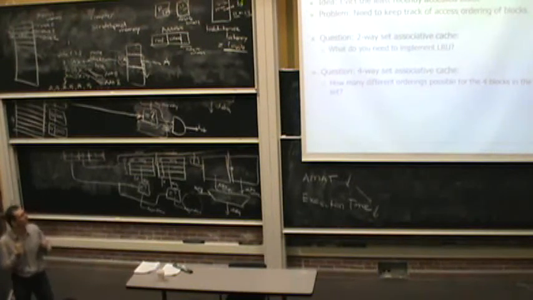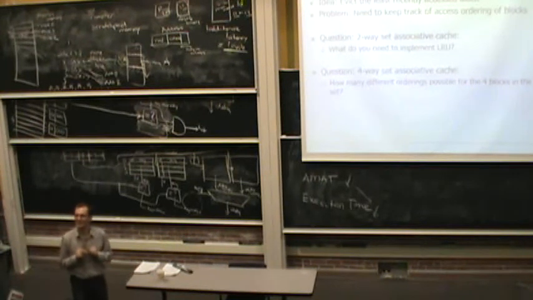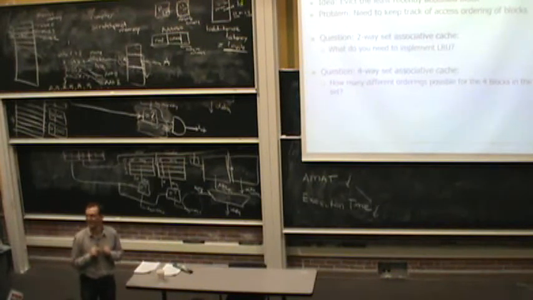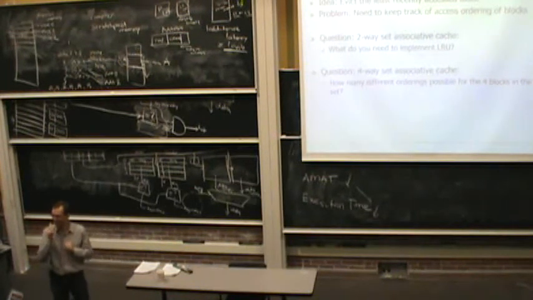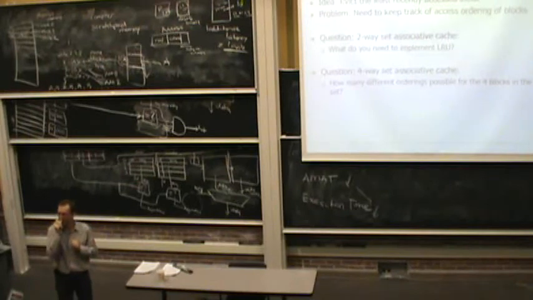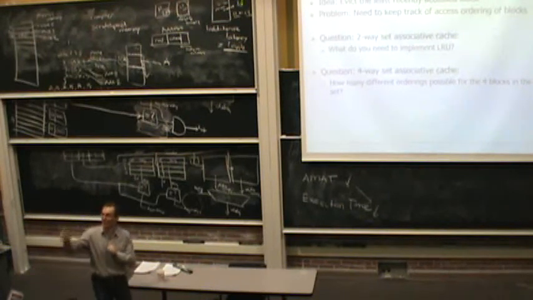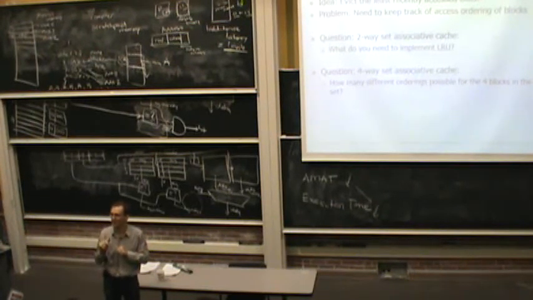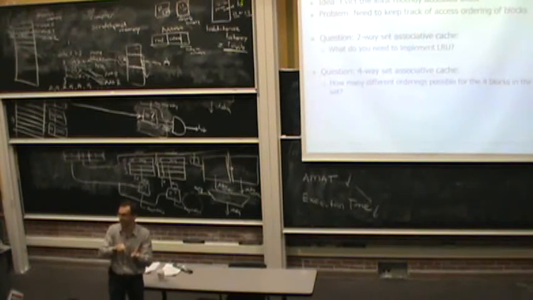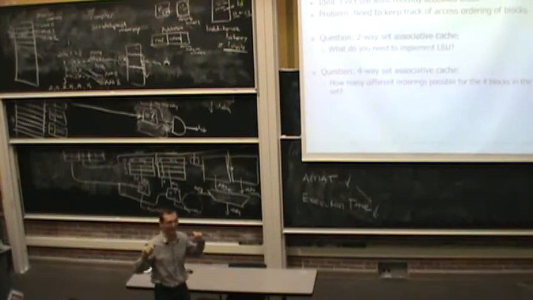What is the minimum number of bits you need to encode the ordering? Minimum number of bits. Yeah? So you just need to know which particular one was the least recently used, so you can track that index. But you need to have an ordering, right? Once you eliminate that, let's say once you got rid of that, now what is the least recently used? So you really need to encode the ordering. Any guesses?